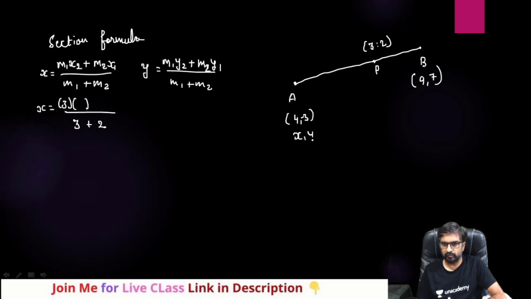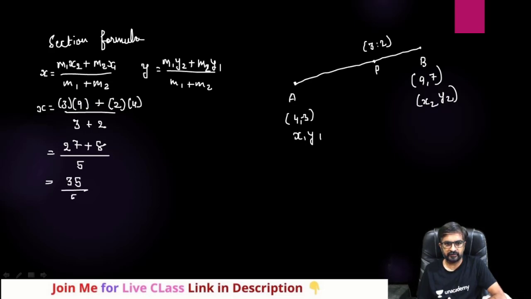x2 we have to see here. Take this as x1, y1. Take this as x2, y2. So we are having x2 as 9 plus m2 is 2 and x1 that is 4. So 9 3s are 27 plus 4 2s are 8, by 3 plus 2, 5. So 27 plus 8 is 35 by 5, so x will be 7.